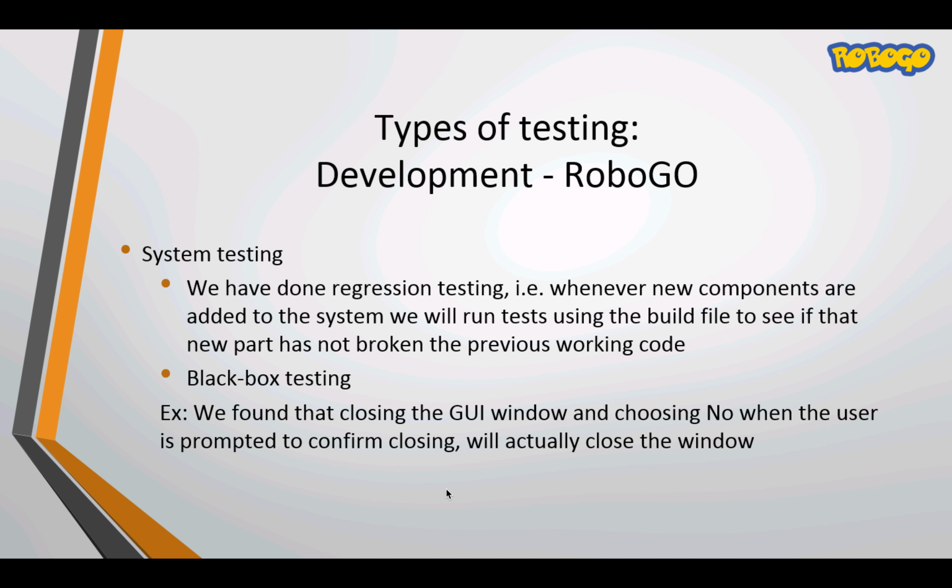Lastly, for development testing, we have system testing. In our project, we have done regression testing. That is, whenever new components are added to the system, we run tests using the build file to see if that new part has not broken the previous code. We have also done some black box testing in the development phase, that is, to use the system, put in some inputs and see the output. An example, we have found that closing the GUI window and choosing no when the user is prompted to confirm closing will actually close the window.